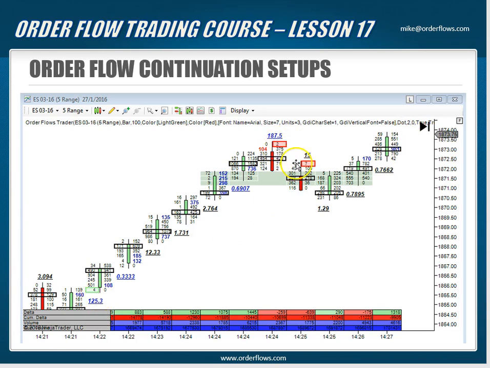Sometimes it's hard to sell a high just off of a single print and a ratio and negative delta, but there are times when it doesn't work. And if you're looking for a continuation of a trend, then it's going to happen.